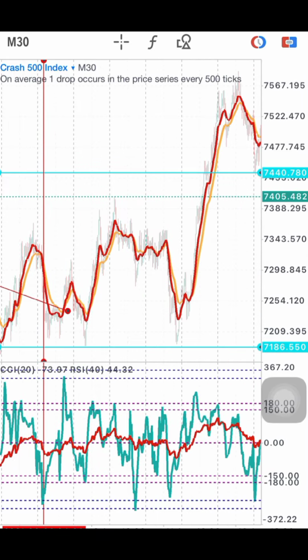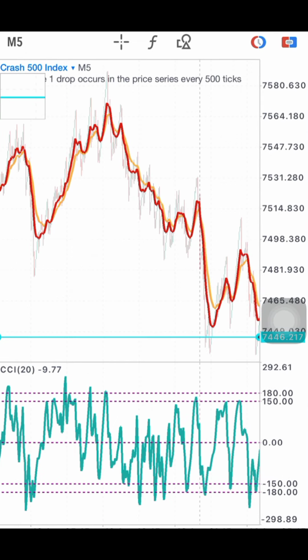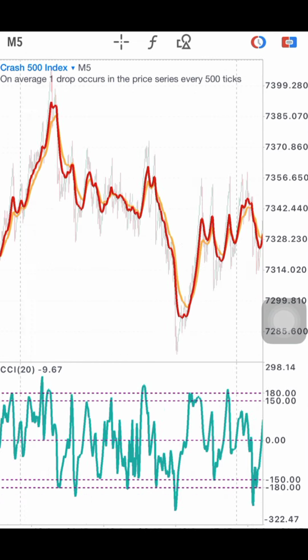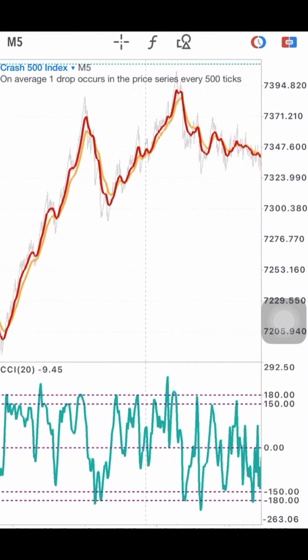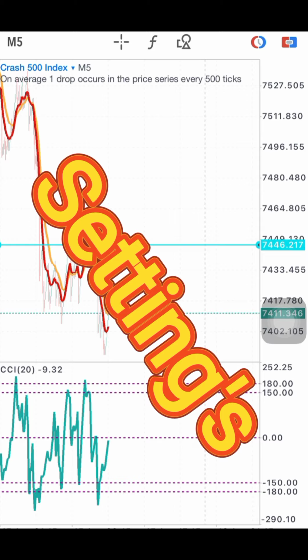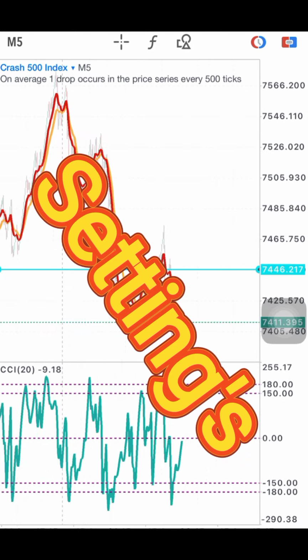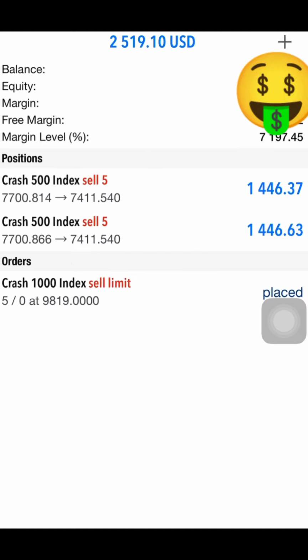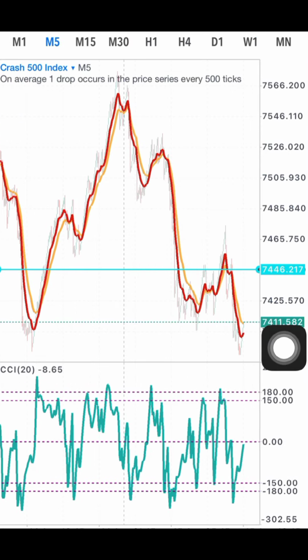Okay, let's move on straight to the point. So let's just dive into the strategy. Before I move on, let me give you the settings for the strategy. Then after the settings, we can move up with some conditions. You can see we have a running trade already, and I'll close it now. So let me quickly give you the settings.